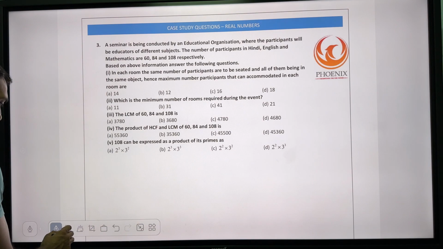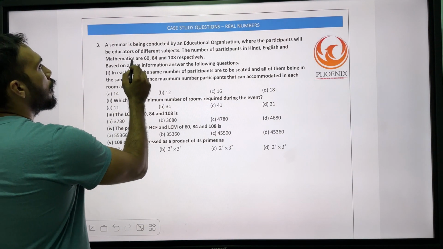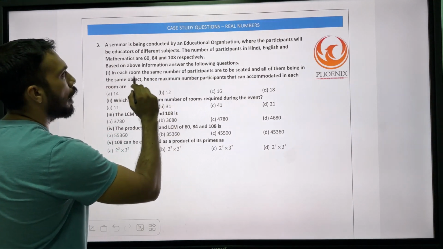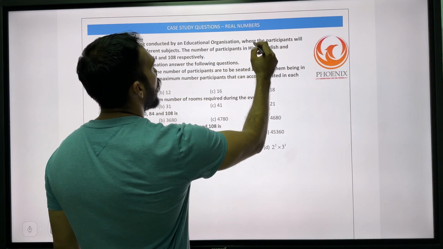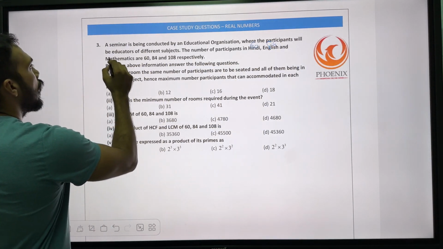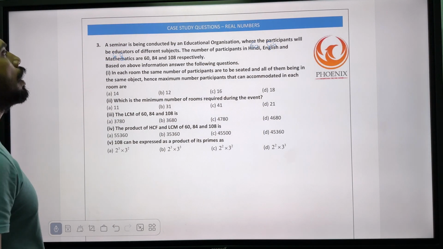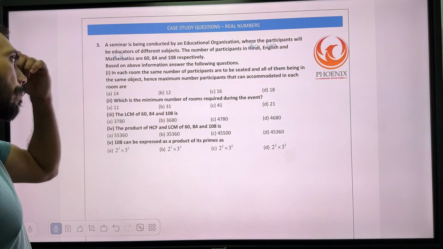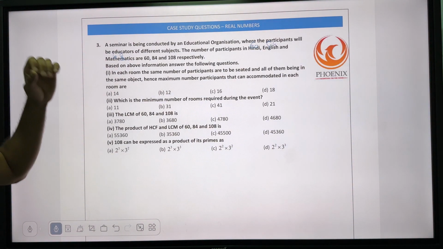Okay, so let's try to analyze the question first of all. Now you have the data given for Hindi, English and mathematics. So if I put it over here, for Hindi you have 60, for English you have 84, and for mathematics you have 108 educators. Okay, teachers you can say, mentors you can say.